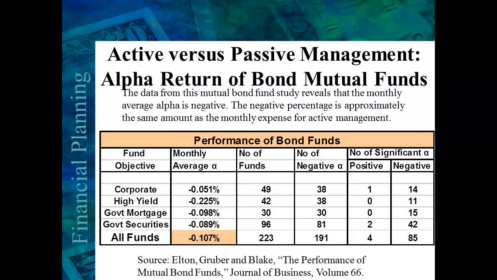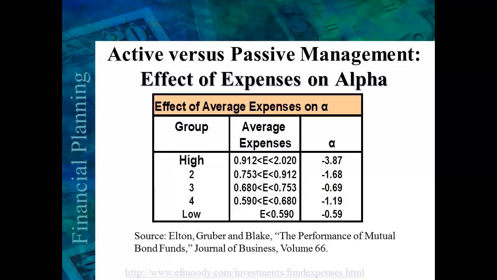The data shown on this slide are from a study by Elton, Gruber, and Blake in 1993 entitled The Performance of Mutual Bond Funds.